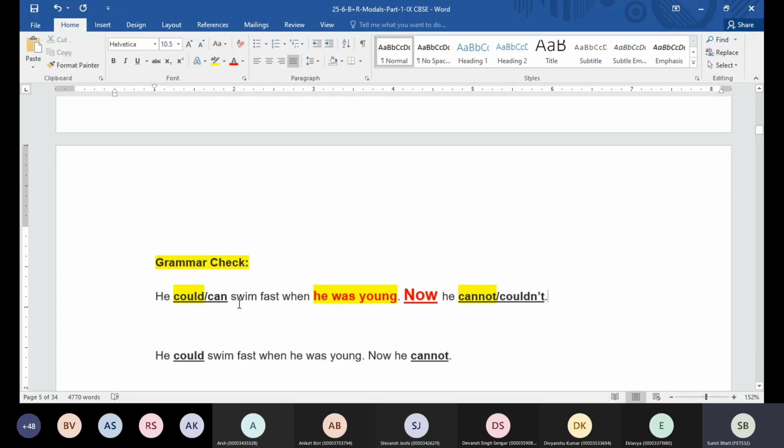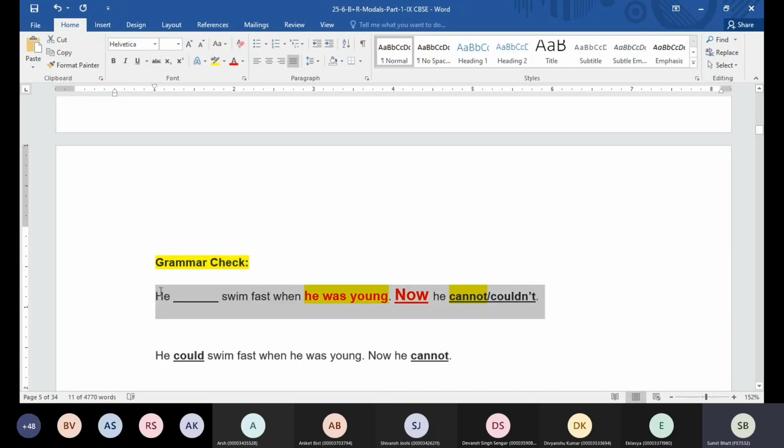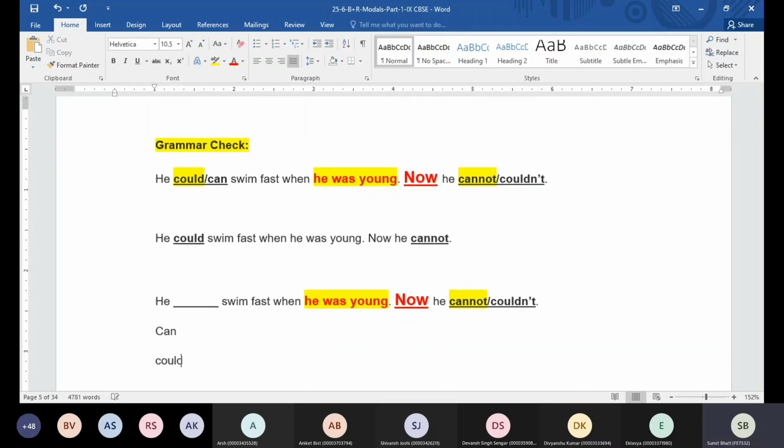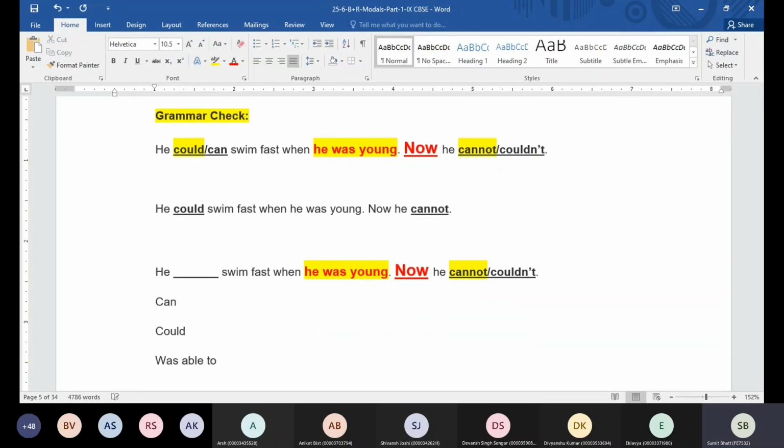Now suppose we have he dash swim fast when he was young, and we have the option of can, could, or was able to. So which one is the right answer? Was able to. Okay, that literally happens in the exam also, guys. You'll be finding sentences like this. Suppose you get this in the exam. We have can, could, and was able to. So answer over here is going to be was able to, because we are using helping verb in the main verb.